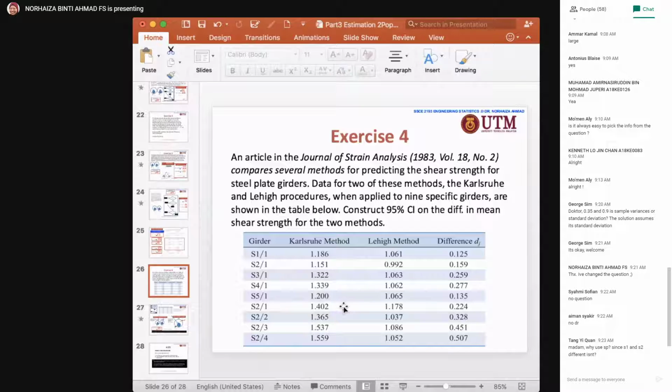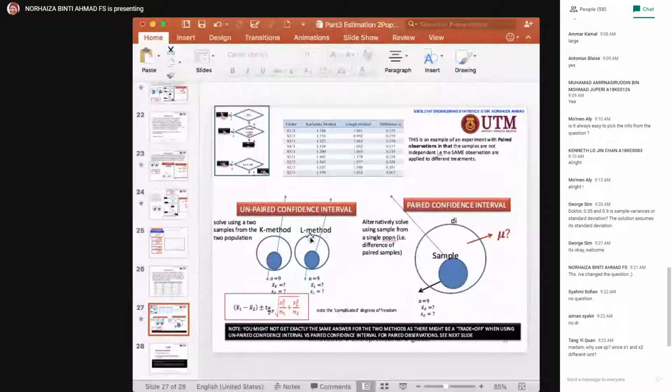So how are we going to view this problem? There are 2 ways for you to do this. This form of question is what we call a paired experiment or paired observations, because the samples are not independent.